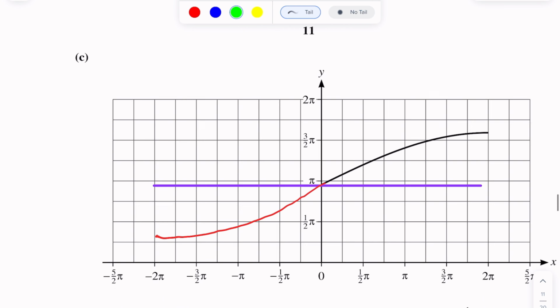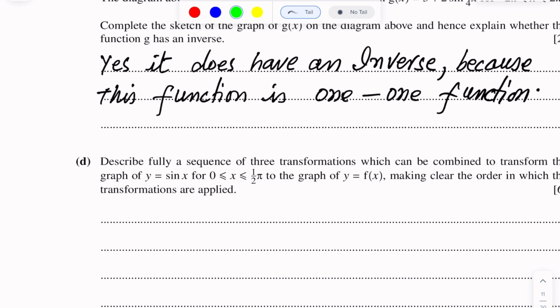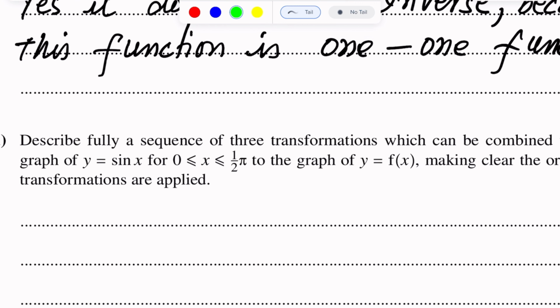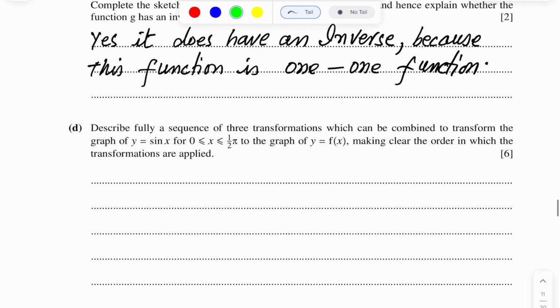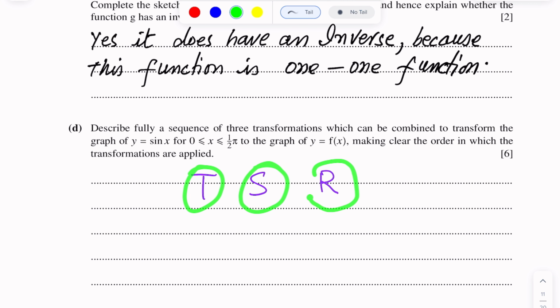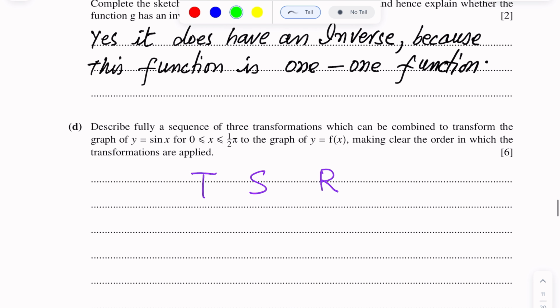Now we will describe the sequence of transformations in the specific order. The specific order is here, you have to remember it. The specific order of transformation will be T S R. T for translation, S for stretch, R for reflection. Another thing is very important.